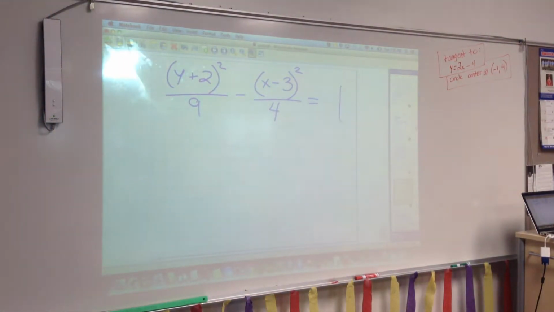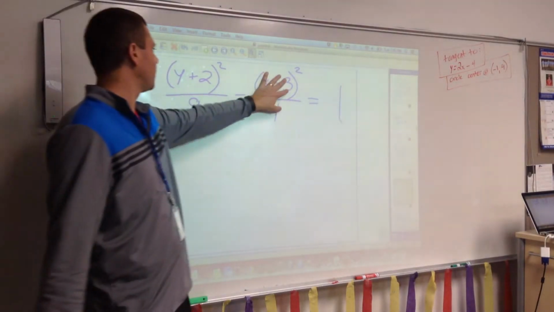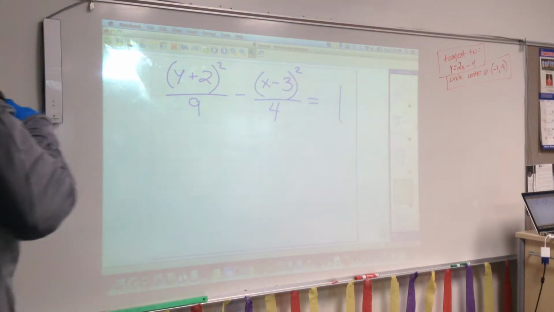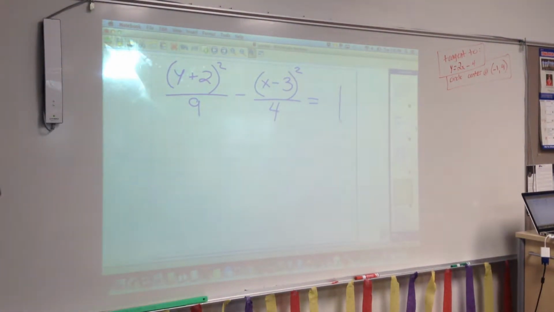Alright, so let's graph this one. Where is the center located? And be careful. 3, -2. Make sure you give the x value first and the y value second. So our center is going to be at 3, -2.